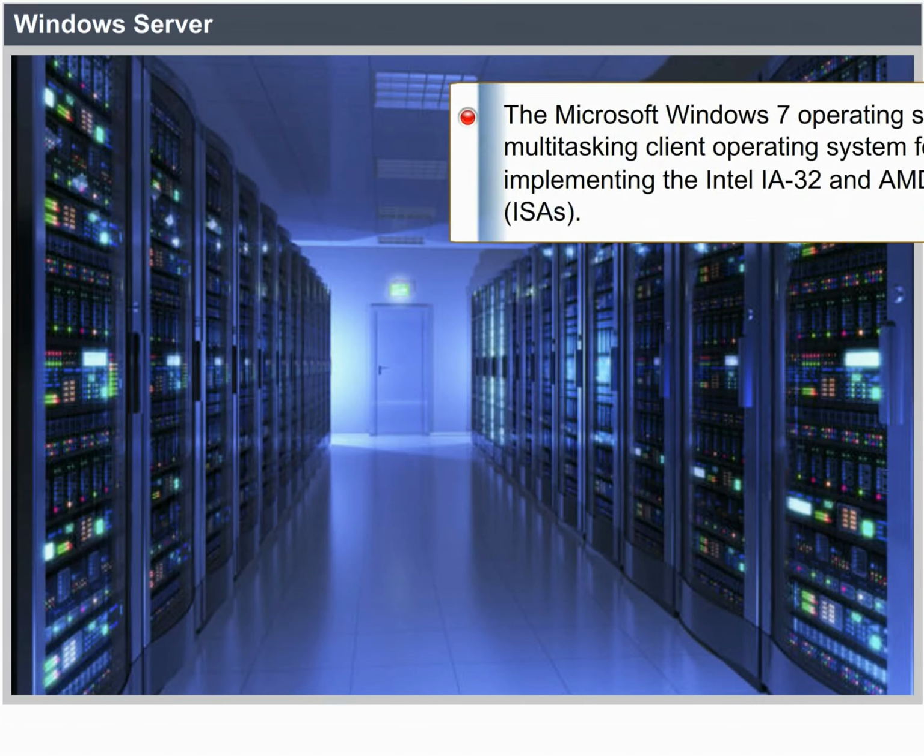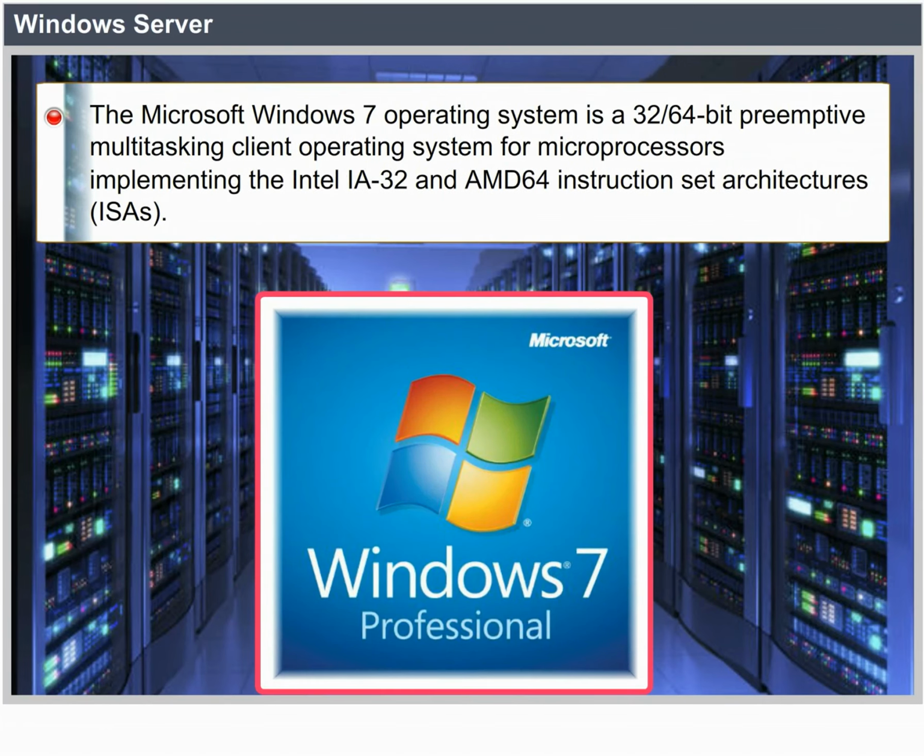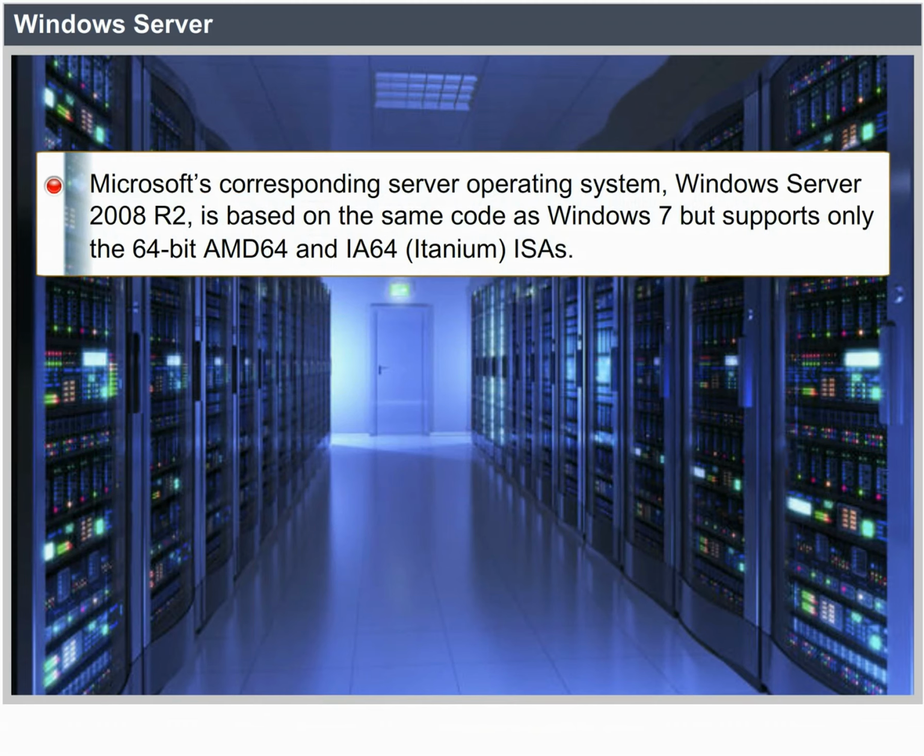Windows Server. The Microsoft Windows 7 operating system is a 32 and 64-bit preemptive multitasking client operating system for microprocessors, implementing the Intel IA32 and AMD 64 instruction set architectures (ISAs). Microsoft's corresponding server operating system, Windows Server 2008 R2, is based on the same code as Windows 7 but supports only the 64-bit AMD 64 and IA64 Itanium ISAs.